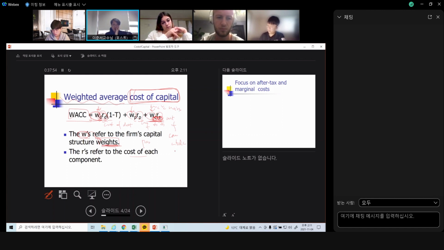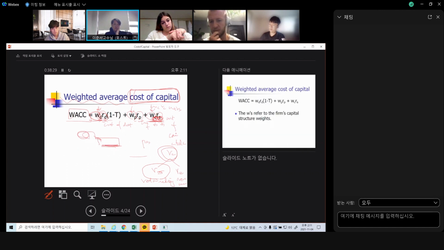So this is R_C. Originally, this should be R_C. R_C can be decomposed into R_S and R_E just by notation, right? Then why do we not use R_C, and why do we use R_S? R_S means the cost of retained earnings. R_E is the cost of new common equity.